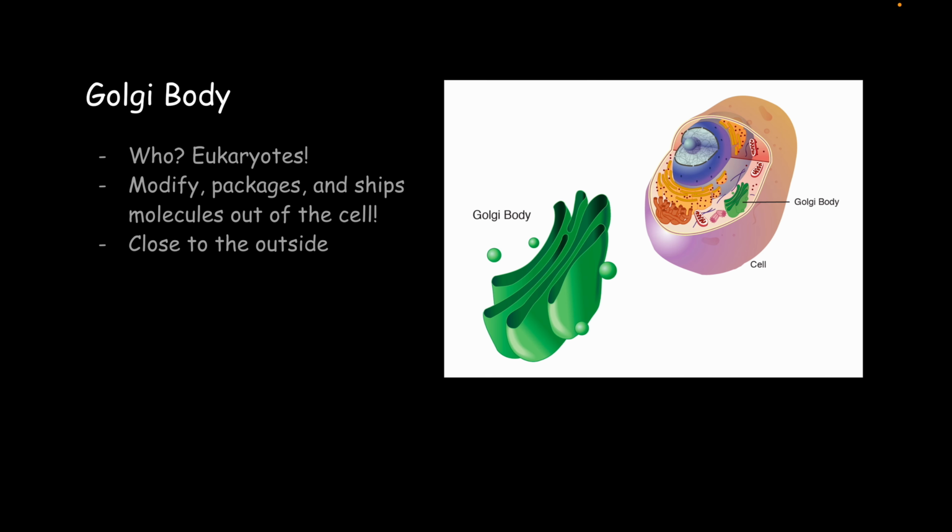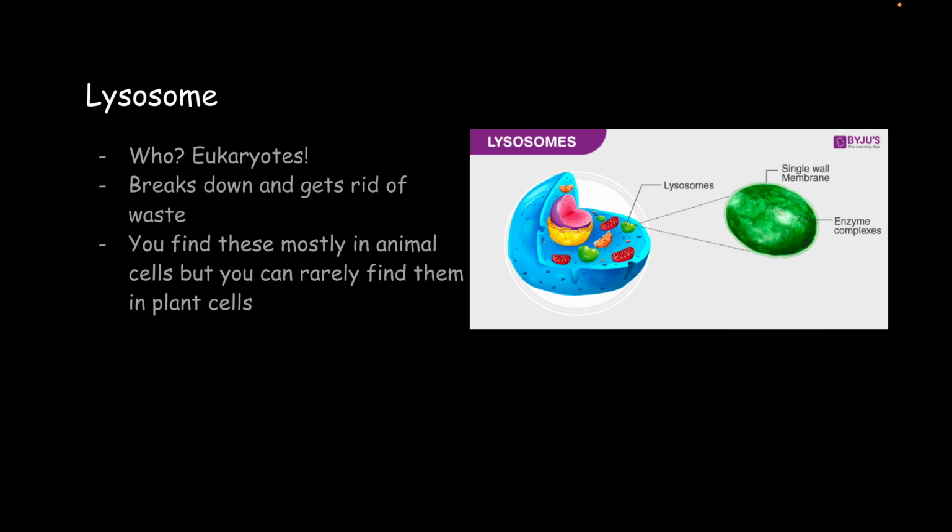The Golgi body. You're going to see these in eukaryotic cells. It kind of plays off of the ER, and this is going to modify, package, and ship molecules outside of the cell. Again, you're going to see this closer to the outside of the cell. Lysosomes. These are going to break down material into waste. You find these in animal cells, but you can rarely find them in plant cells as well.